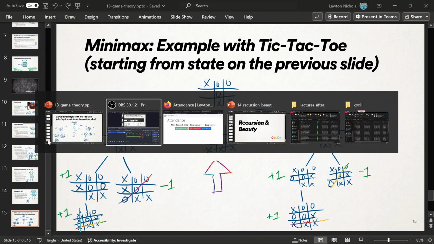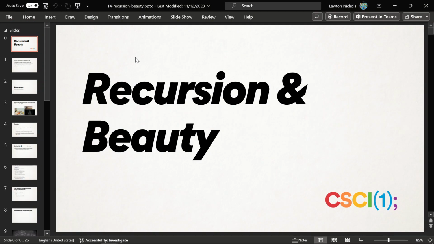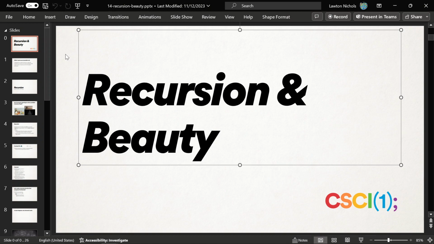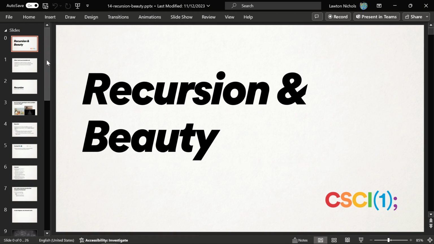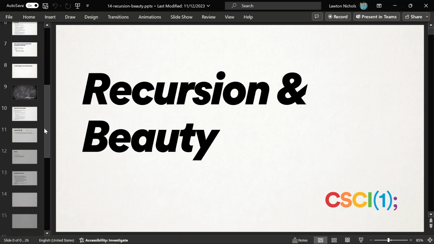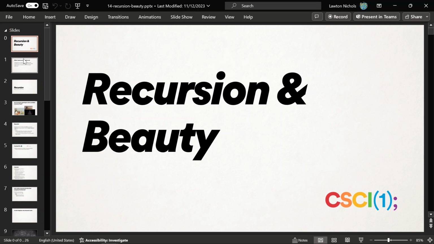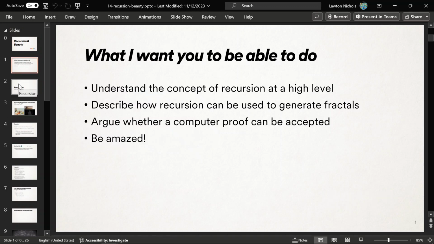All right, so let's see. Let's switch gears to another set of slides. And that will be the last new topic today. I want to talk about recursion. And I think recursion is beautiful. I don't think we'll get to the actual beautiful part, but we'll get to the recursion part today.